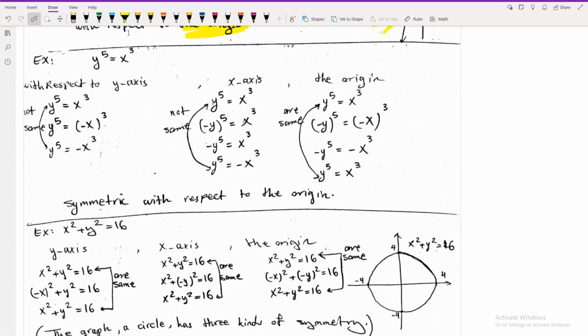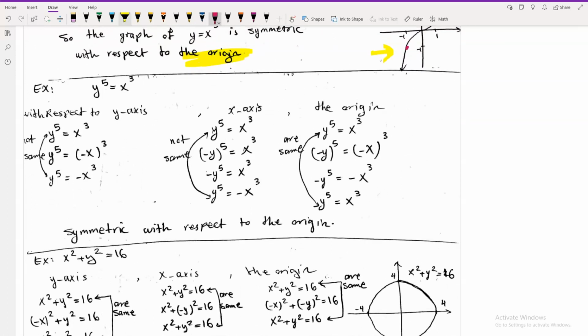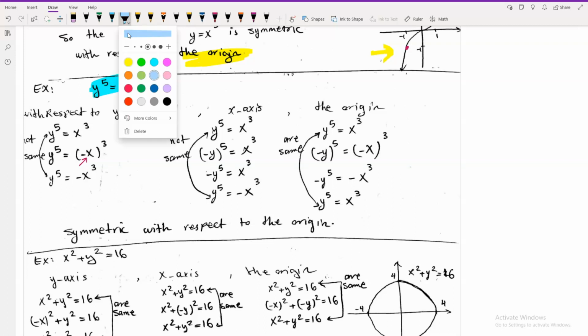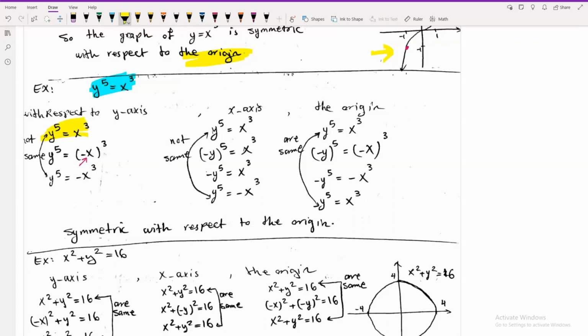Another example: we have y to the 5th power equals x cubed. So that is what is given. Again, with respect to the y-axis, we have to use negative x instead of x. So we have y to the 5th power equals negative x to the 3rd power. And finally, compare the one that was given with what we have after testing. Again, these two are not exactly the same. So this is not symmetric with respect to the y-axis.